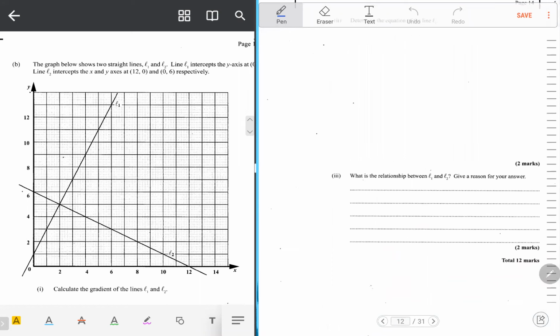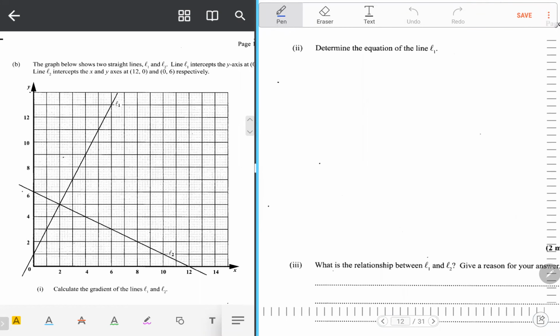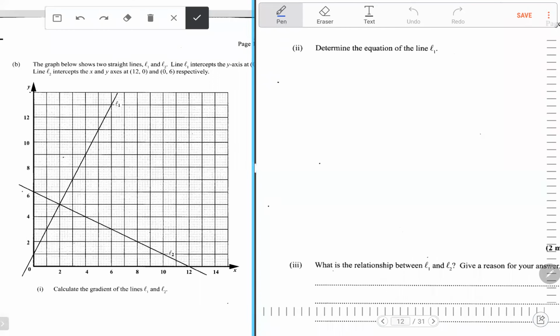The next part now says we have to determine the equation of line 1. Now, for line 1, we know line 1 cuts the y-axis there. Let's look at this diagram. Line 1 passes through the y-axis there. So for line 1, the gradient of line 1, we worked it out and it was 2. And the c on line 1, you see it on the graph, it is 1.